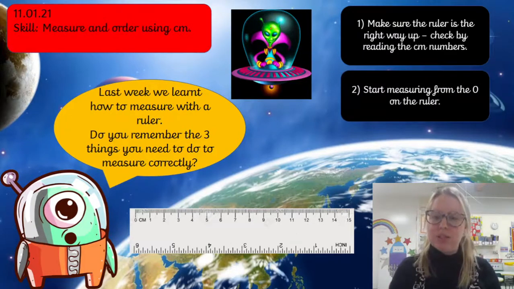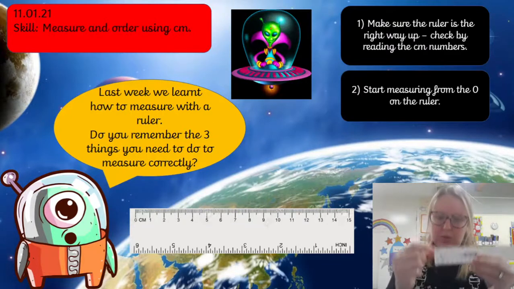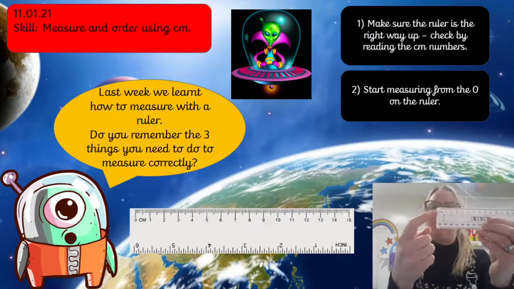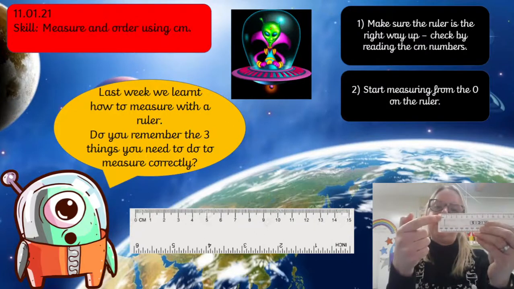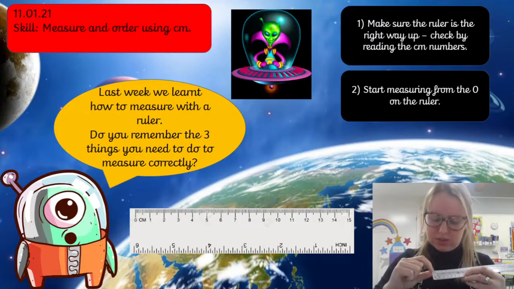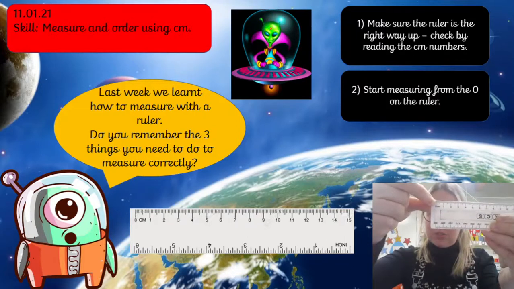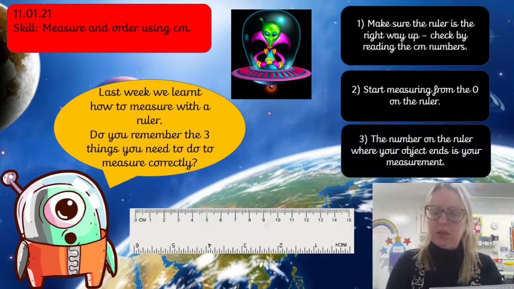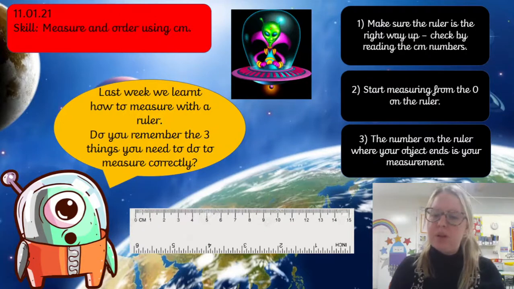Step 2 is to start measuring from the 0. So remember we said that the 0 is at the beginning of your ruler, at the end. This is where you start measuring from, the 0 right here. Step 3, the number on the ruler where your object ends is your measurement.